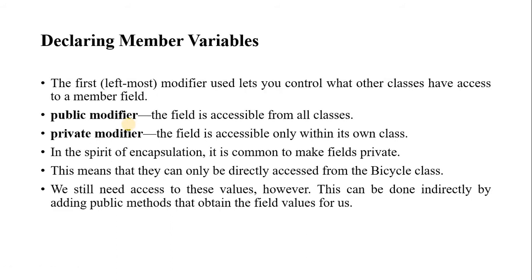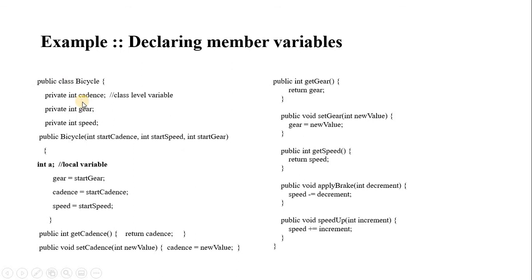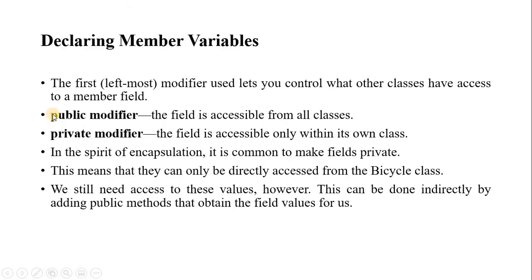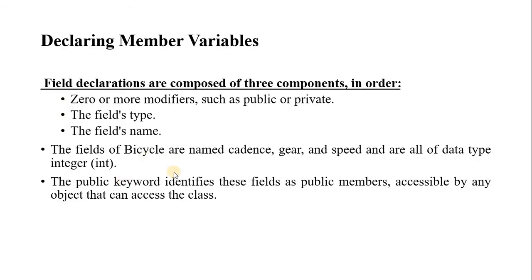Let me show that one. We have here cadence, gear, speed. These are the names, the identifiers, and this is the data type. Integer is a data type, and the modifier is private here. Let me go back to the previous.